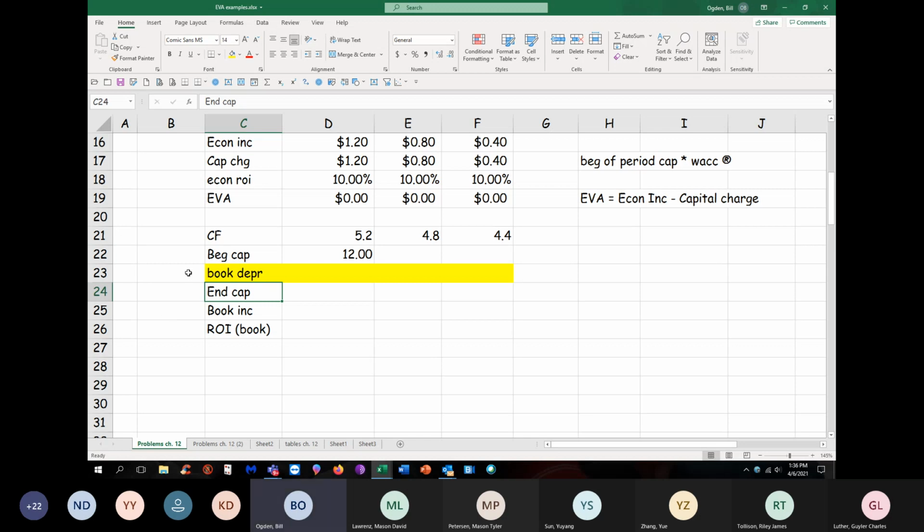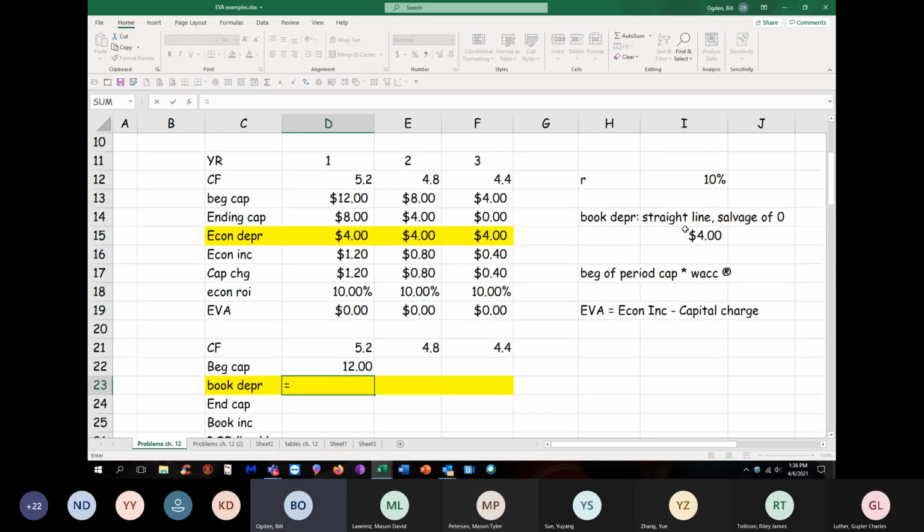Okay, so the reason I like to change these is because I start out knowing the book depreciation. I don't know the ending cap. So why don't we put them in the right order? And that's not what your book did, but I think it's a better idea. So I've calculated economic depreciation. I'm so sorry. Book depreciation at $4. So we can lock that if we like. Okay, the ending cap follows suit. We are going to subtract the book depreciation from the beginning cap.